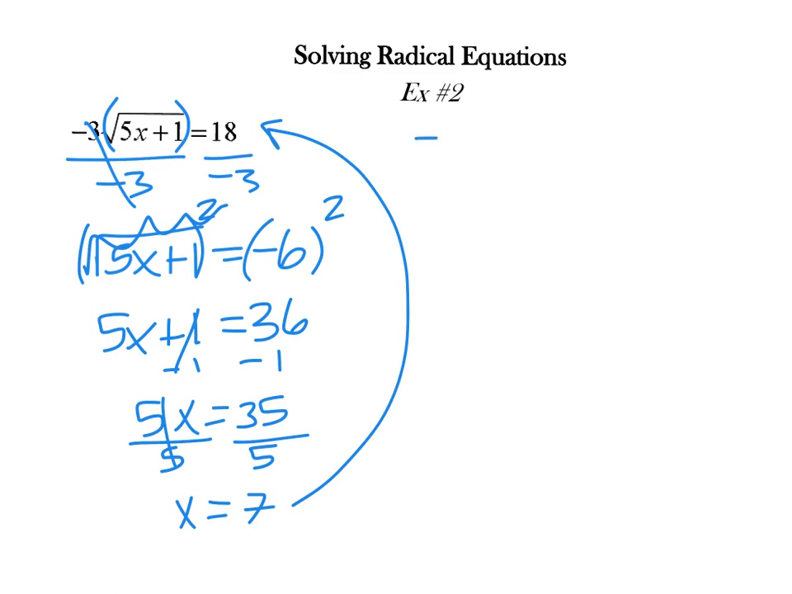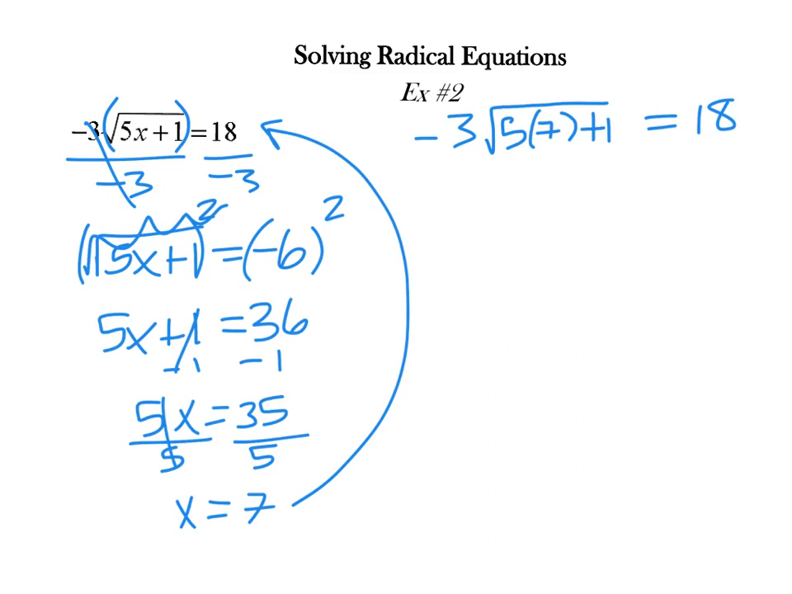So we have negative 3 radical 5 times x, which is 7, plus 1. We want to find out if that's equal to 18. So we do everything inside the square root first. We can do it sort of like PEMDAS, right? We're doing the inside of the parentheses, and technically here, there's a lot of parentheses going inside the square root. So we want to do inside the parentheses.